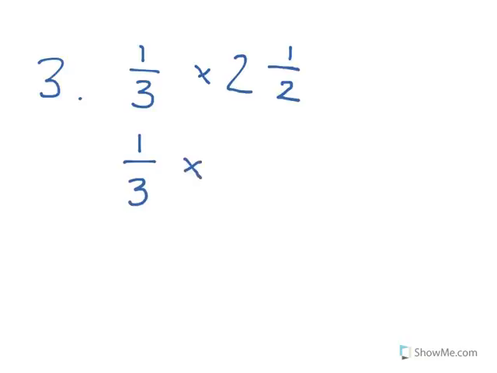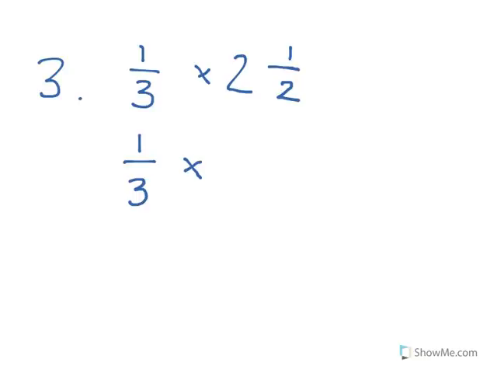Now, let's say we have a fraction times a mixed number. So, for example, 1/3 times 2 1/2. Before we start multiplying, we need to turn our mixed number into an improper fraction. So to do this, well, we first don't have to do anything to the 1/3. So let's just bring the 1/3 down, bring down the multiplication sign. But we do have to change 2 1/2 into an improper fraction, meaning the numerator is larger than the denominator.